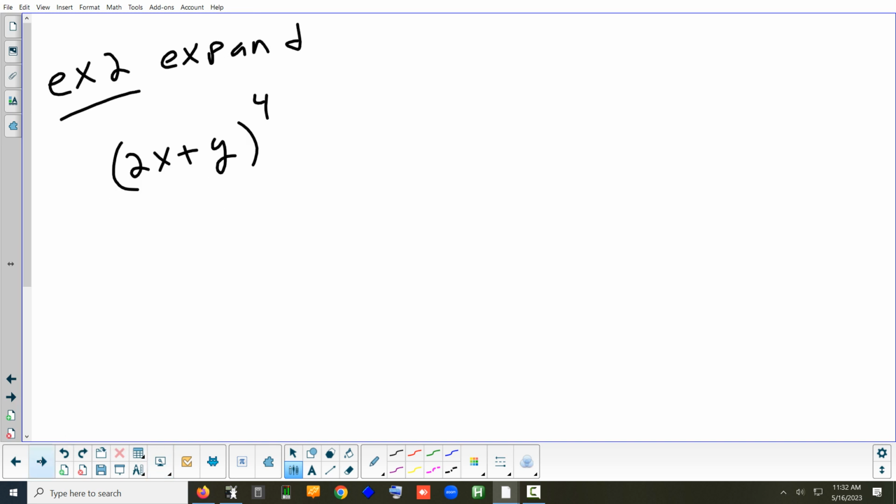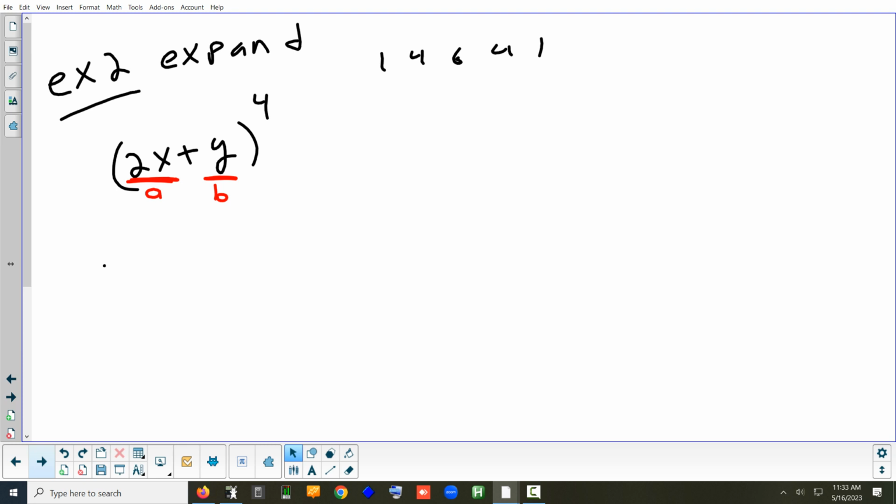All right, let's try this. 2x plus y to the 4th. Now, when you do this one, you want to treat this whole thing like your A, and that is like your B. What are the coefficients in row 4 of Pascal's triangle? 1, 4, 6, 4, 1.